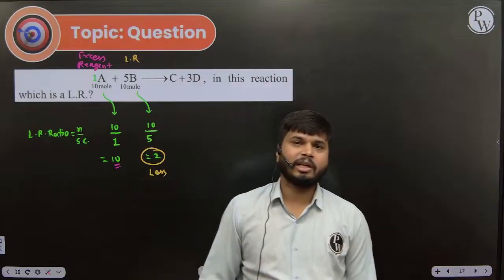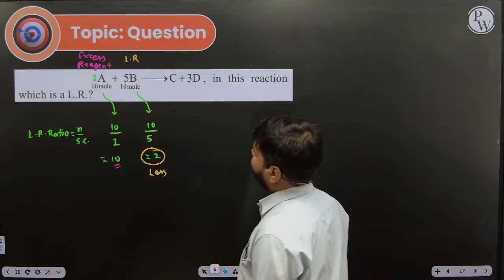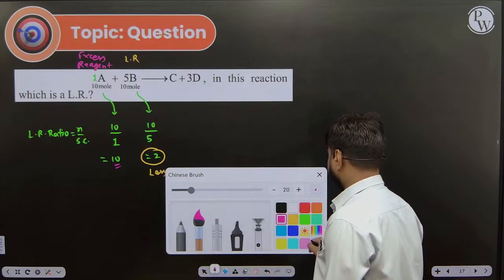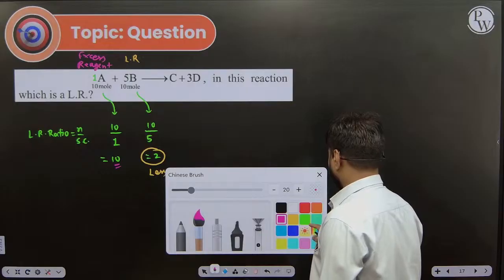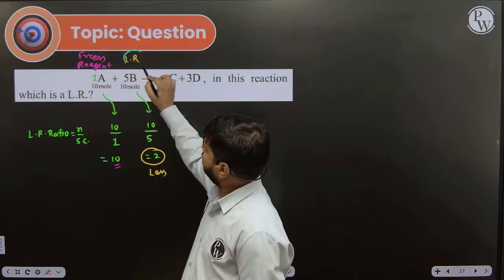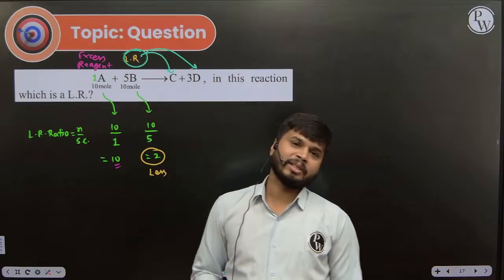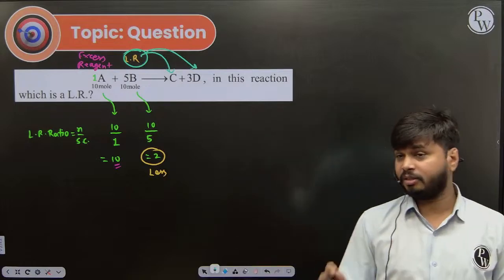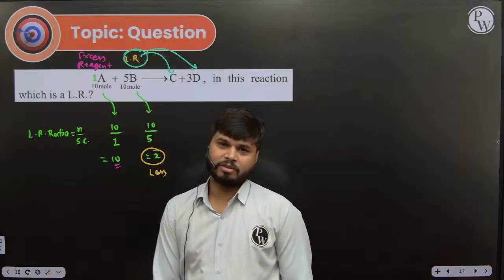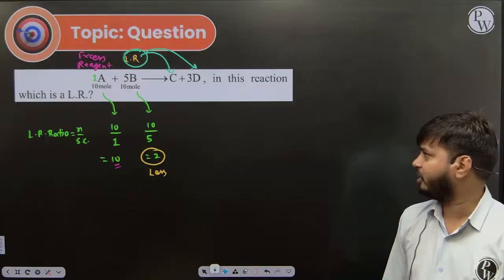correct? Okay, so this is how we can get to know which one is limiting reagent and which one is going to be our excess reagent. Now the thing is, the products will be decided based upon the limiting reagent. So limiting reagent will be deciding the amount of product formed. Okay, so now let's do one question on this.